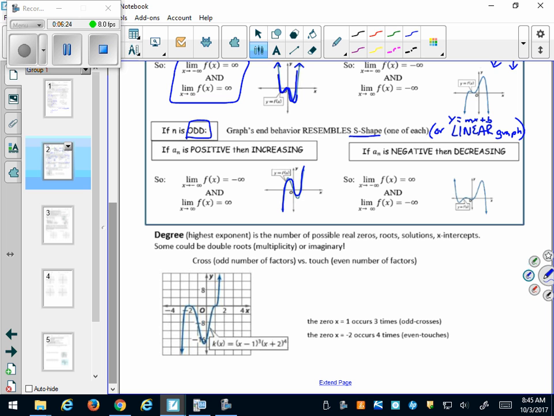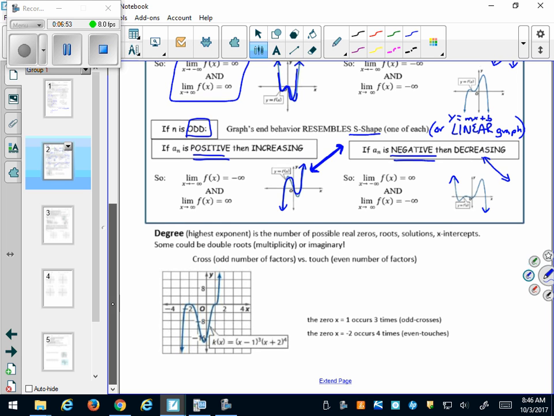If it's positive, again, if you think of a line with a positive slope, it goes from left to right, down to up. It goes up in the increasing direction. If it's negative, it's in the decreasing direction. It goes from up to down. So the end behavior of all odd functions is going to match that same pattern. Any questions on that?